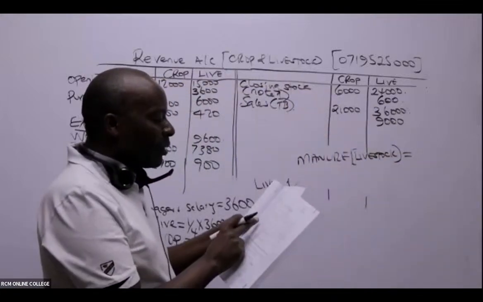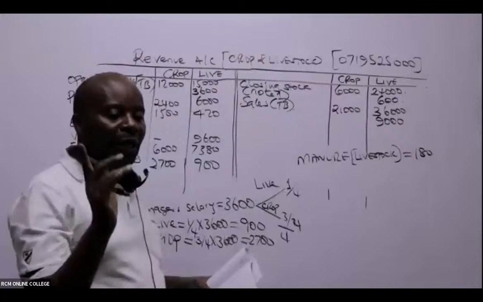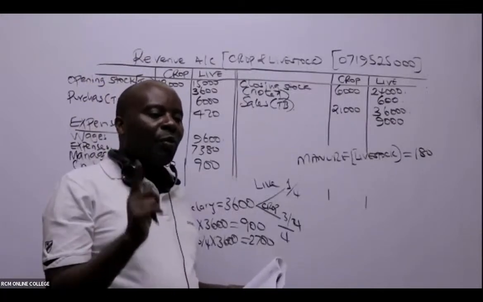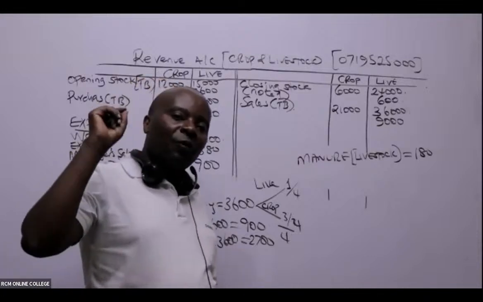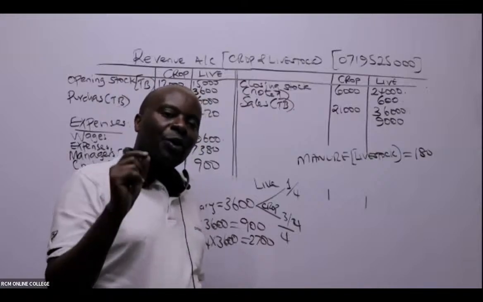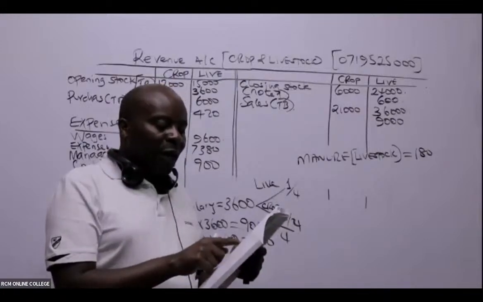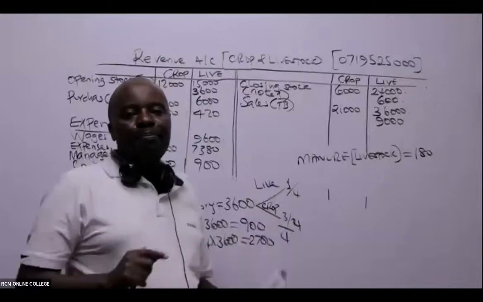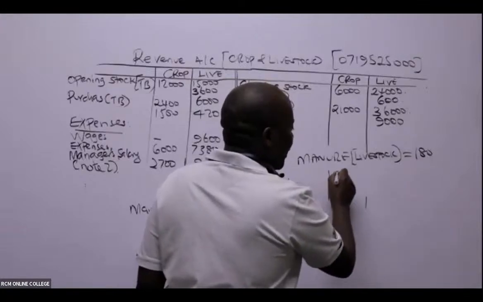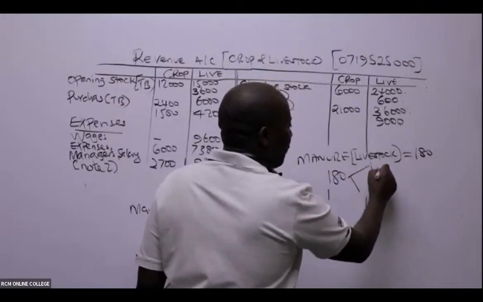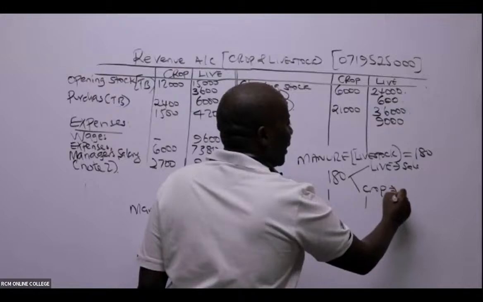And this manure is worth 180. Remember, our figures, ladies and gentlemen, are in thousands. What happened with this manure? We got this manure from livestock, and we took this to crops. We are told here, manure worth 180 was used in the farm. So in short, livestock made a sale. So this 180 is very interesting. It means that livestock made a sale, and the crop purchased.